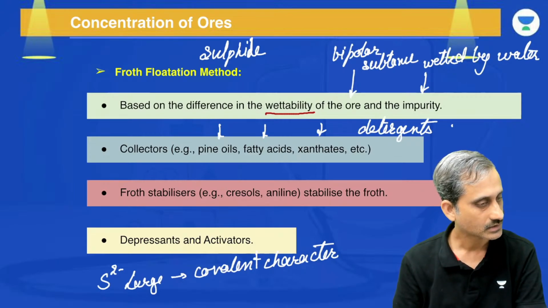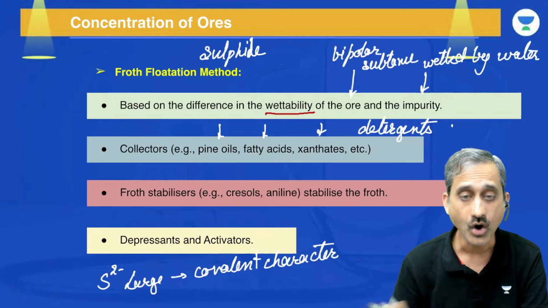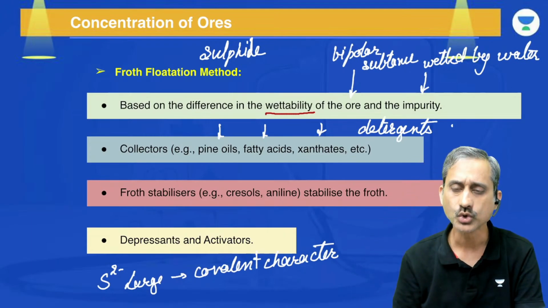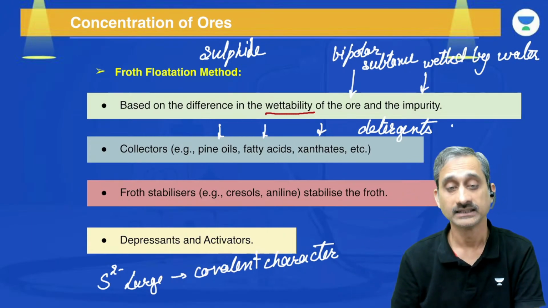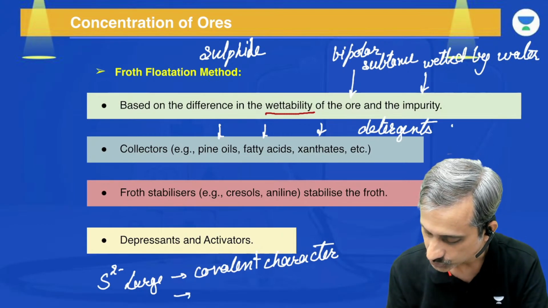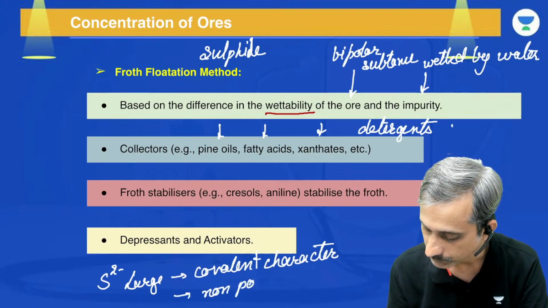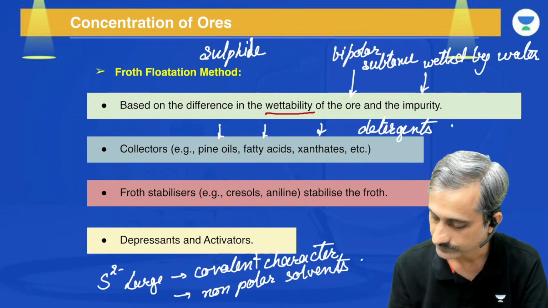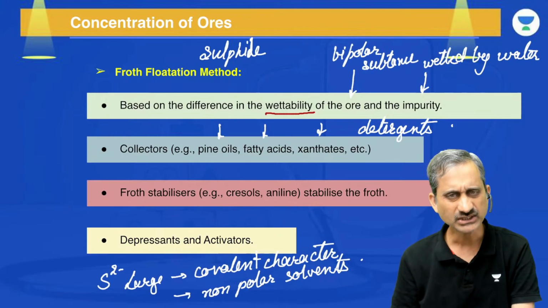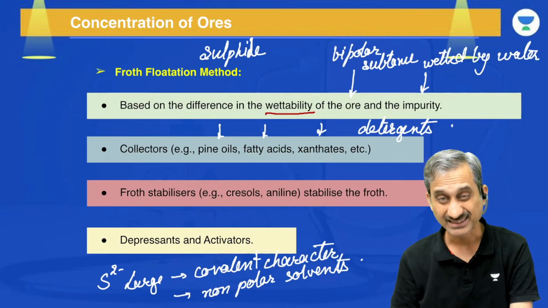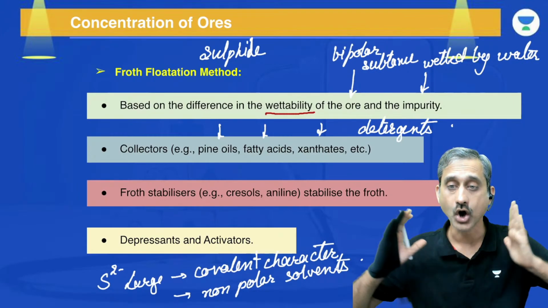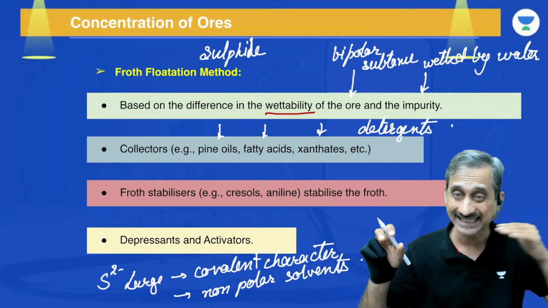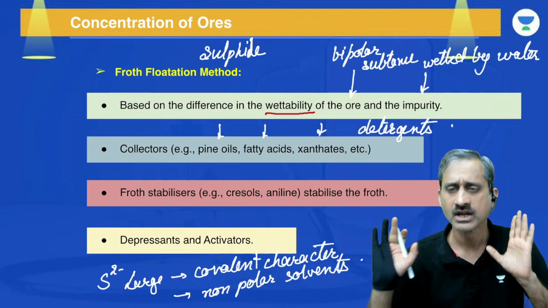Is it clear? All that is more is the covalent character. Now, when we have more covalent character, then it is more attracted towards non-polar solvents. When we talk about any of these pine oils, fatty acids, xanthates, they all are long chain compounds where we have a head which is polar and tail which is non-polar. They all have this thing in common.